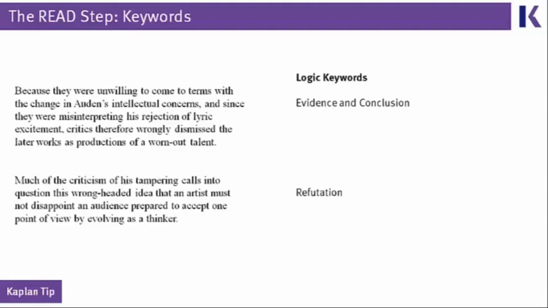So looking at this first paragraph on your screen, we see because and since are our evidence keywords. Because is going to tell us a reason why some conclusion could be arrived at. Since is going to tell us a reason as well. Some other examples of evidence keywords are because, since, like we saw in the passage, if, why, and the reason is.